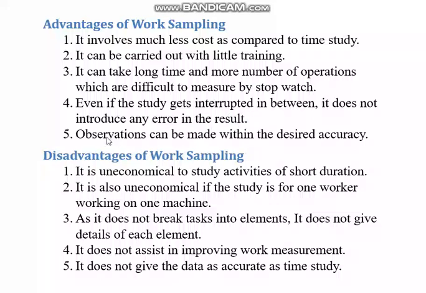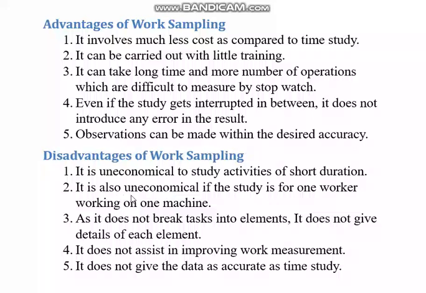Okay, the fifth advantage is observations can be made within the desired accuracy. So, you see, if you meticulously record all the observations, you can get a desired accuracy with the help of work sampling. Okay, now the disadvantages of work sampling. See, for long durations it is okay, it is economical, but for shorter durations it is uneconomical to study these activities by work sampling.